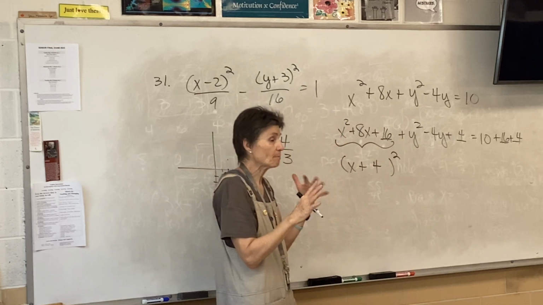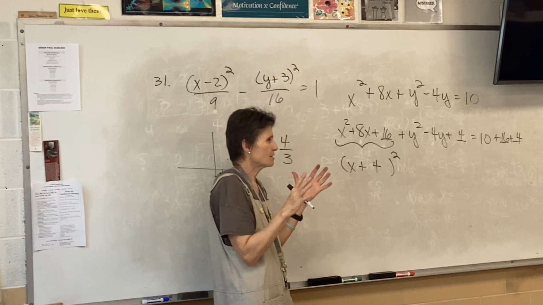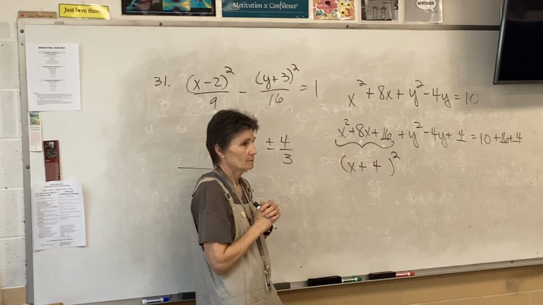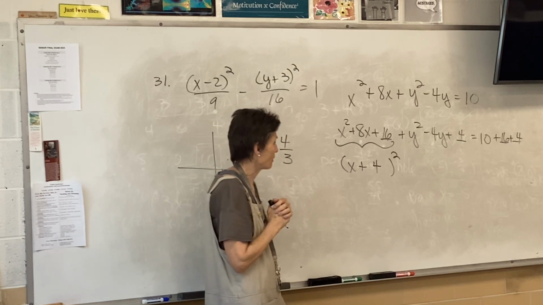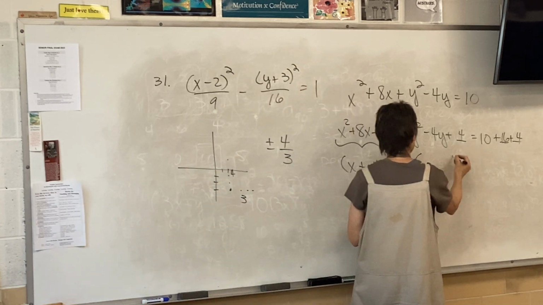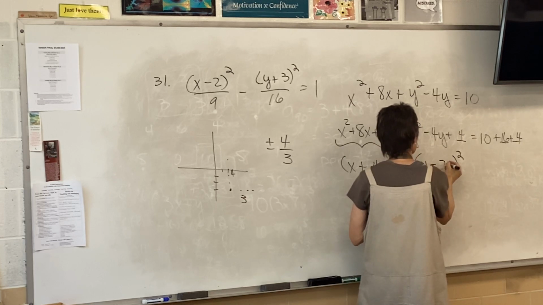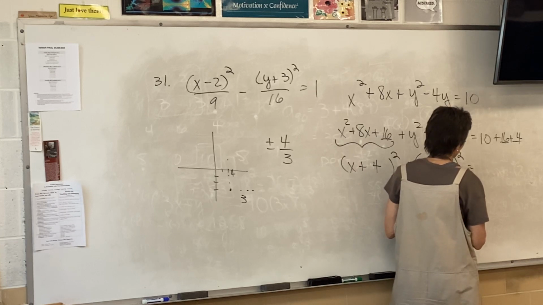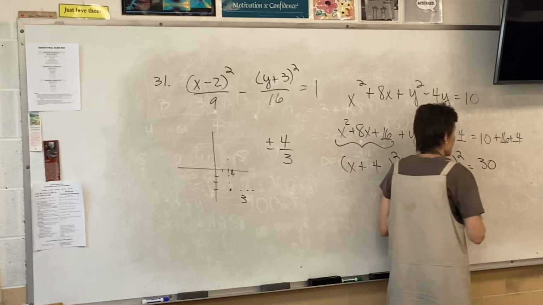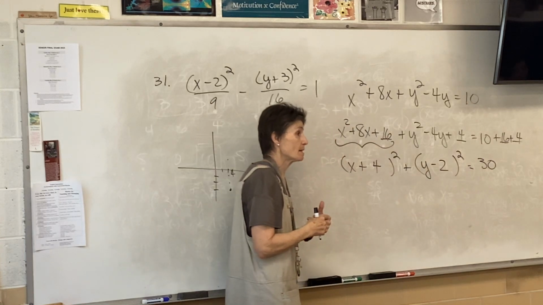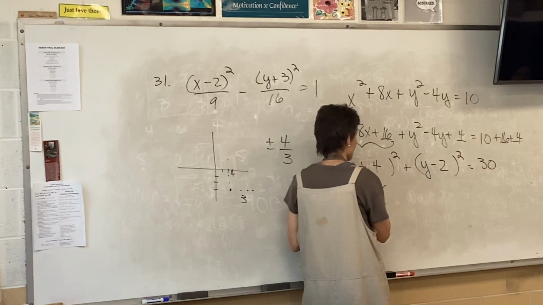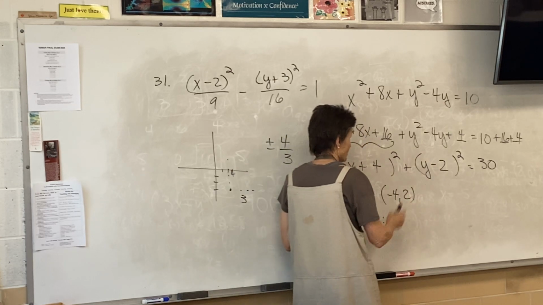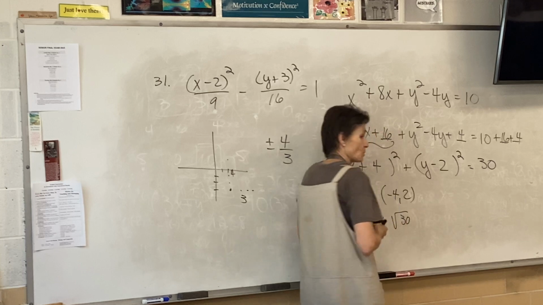Now, if you say something else, like x plus 8, just think about that. Is 8 squared 16? No, it can't be 8, it has to be 4. Plus, what's this one? Y minus 2 squared equals 30. So, if the question says find the center, you'll say the center is negative 4, 2. If it says find the radius, you'll say the radius is square root of 30.